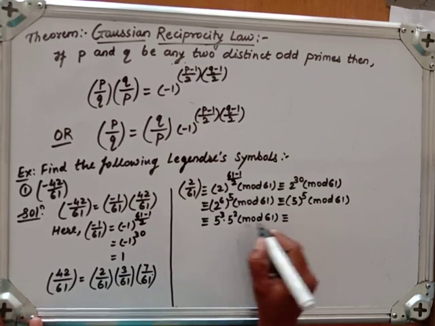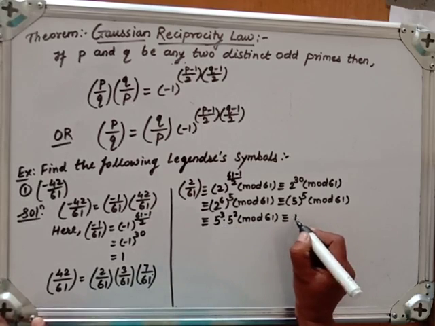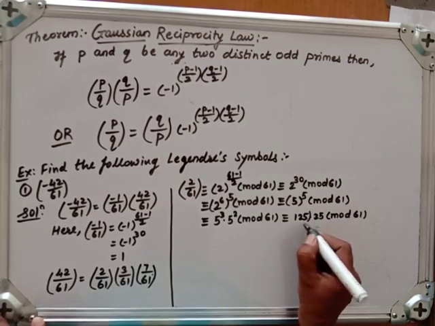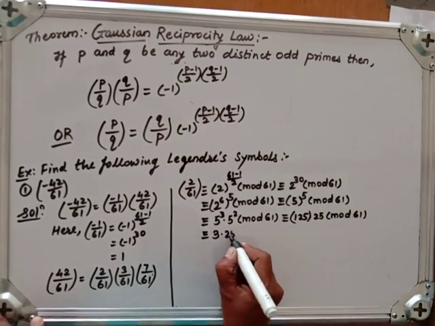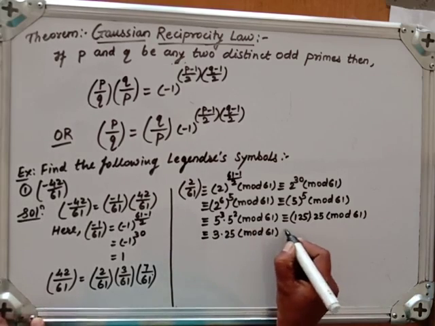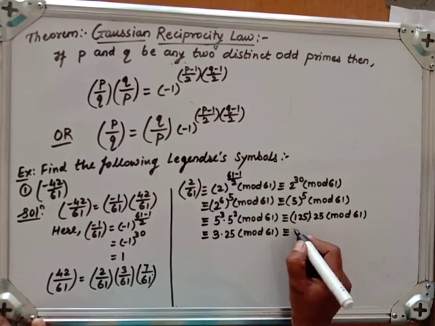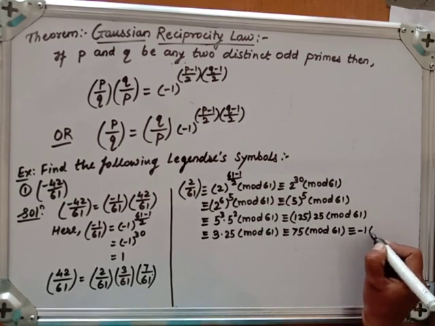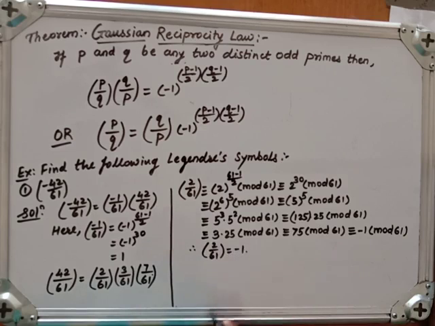5 cube is 125, so it is 125 times 25 modulo 61. Now 125 modulo 61 is 3. So this is 3 times 25 modulo 61. 3 times 25 is 75 modulo 61, and this is congruent to -1 modulo 61. Therefore the Legendre symbol (2/61) is -1.